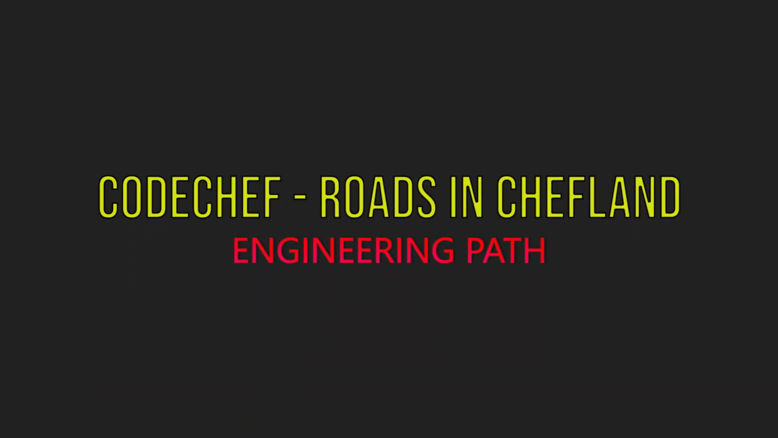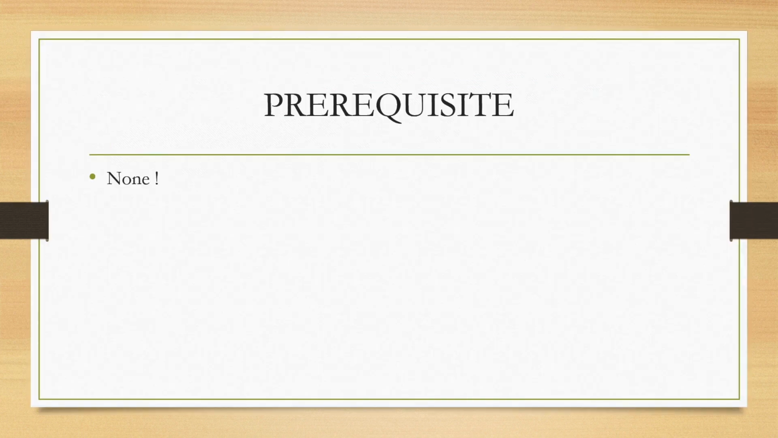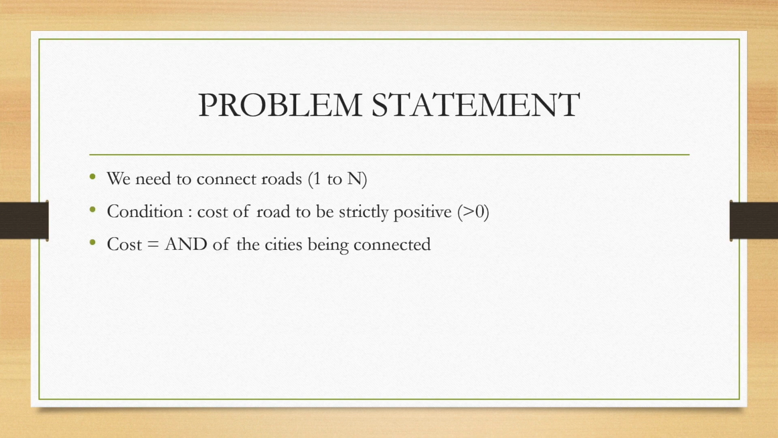Welcome, today we will be seeing Roads in Chefland, which is from CodeChef. The prerequisite for this problem is nothing, we just need math and pattern analysis. The problem statement was to connect cities 1 to n with minimum cost. The cost of any road should be positive.